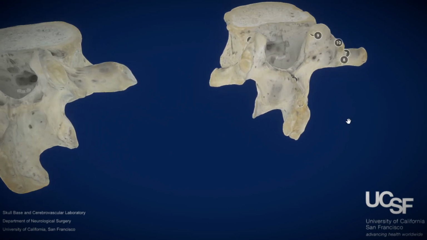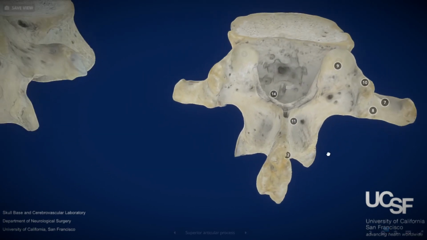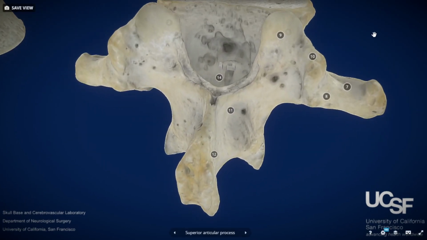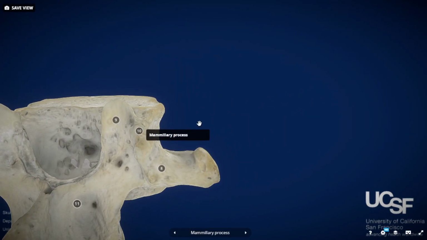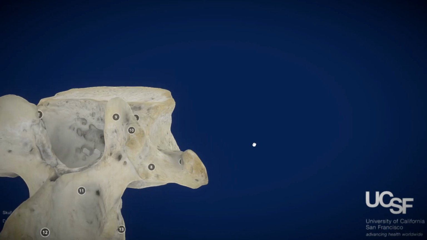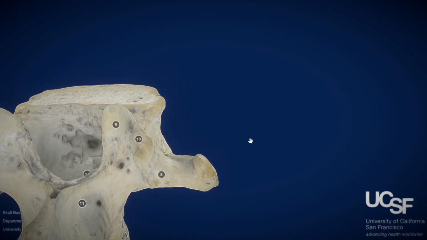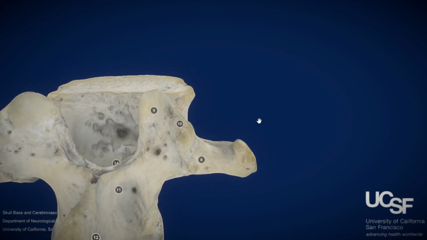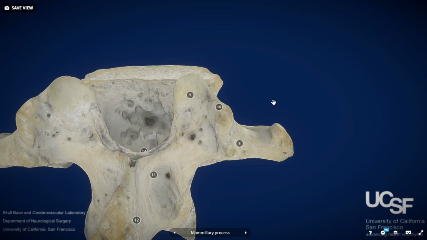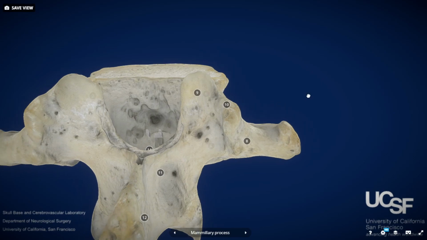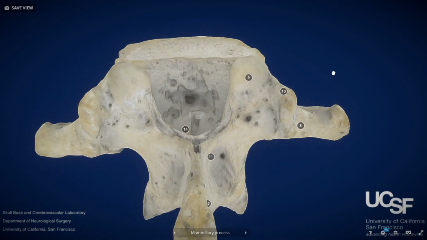There's also a bony prominence emerging laterally, which is the mammillary process. The mammillary processes are characteristic posterior projections from the superior articular processes of lumbar vertebrae, and they serve as attachment sites for the multifidus lumborum muscles.